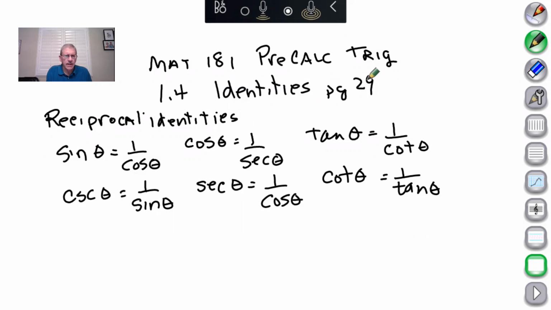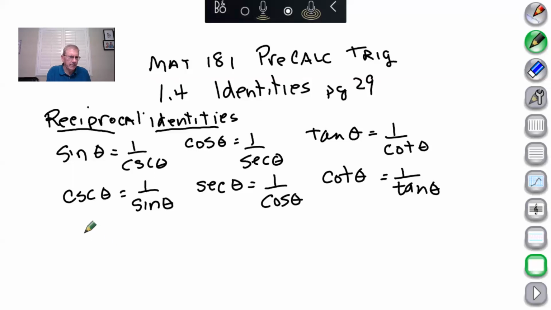Starts on page 29. What I've listed here are the reciprocal identities, which means that sine is the reciprocal of the cosecant, and cosecant is the reciprocal of the sine.